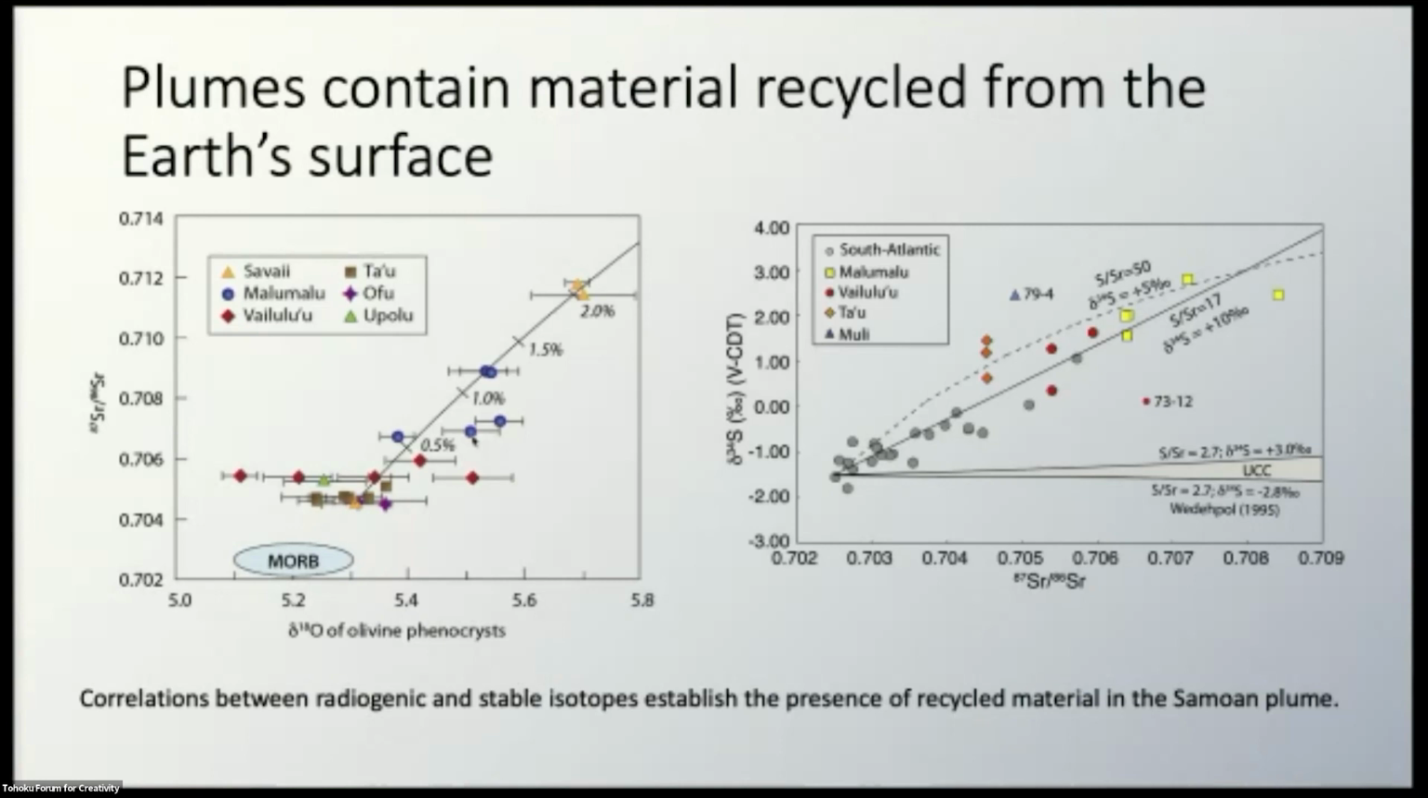Oxygen isotope fractionation is only going to occur near the surface of the Earth because it's strongly temperature dependent. This is superficial material. We see the same thing in sulfur isotope ratios. Again, the only way to fractionate these stable isotopes is at low temperature near the surface of the Earth. This is clear evidence that we have recycled material in the deep Earth.